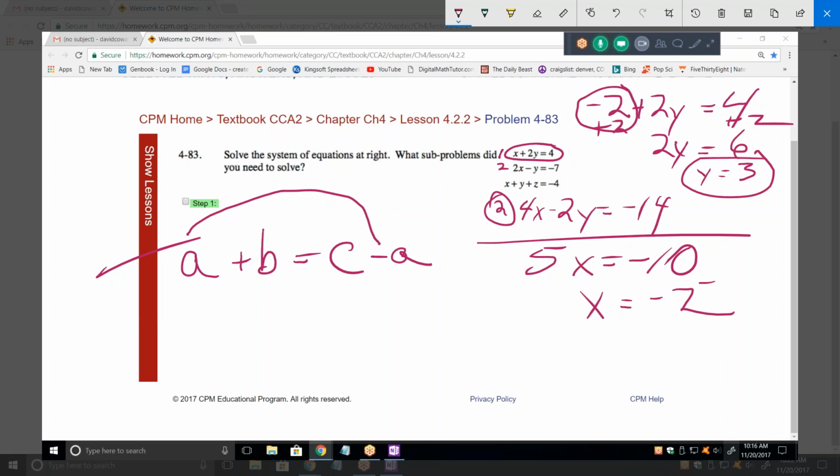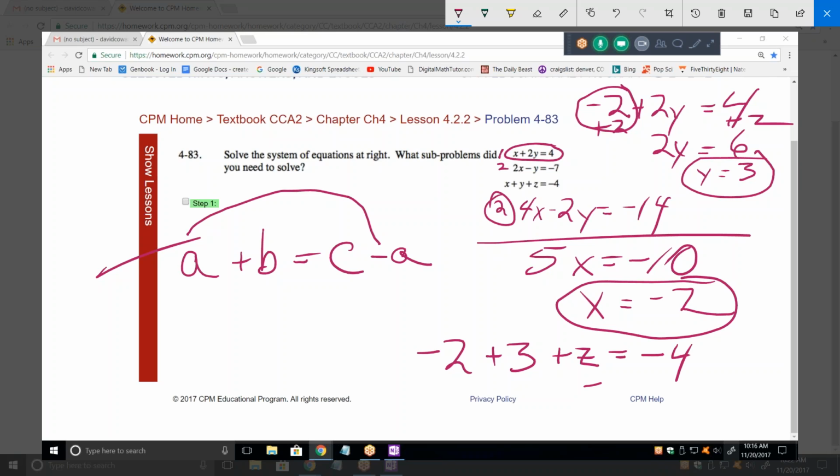We know what x is. How do we solve for z? Do you just plug them both into the last equation? Do it. So it'd be negative 2 plus 3 plus z equals negative 4. Now, what does that make z equal to?